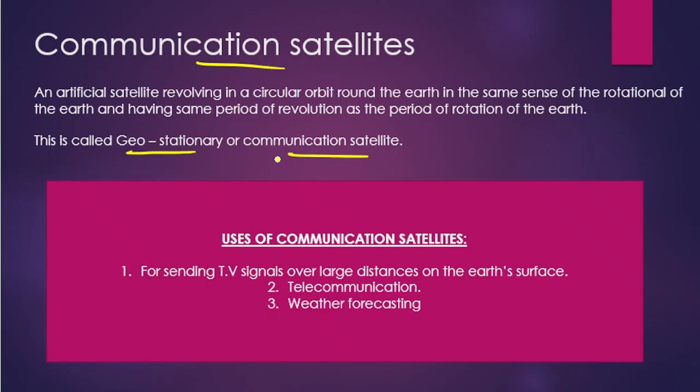Now we have various uses of communication satellites. What is our communication satellite used for? It is used for sending TV signals over larger distances on the earth's surface. We are using it for telecommunication. We are using it for weather forecasting, so we are identifying the weather, right? All of this is because of communication satellites. These are some of the uses of communication satellites. Clear?